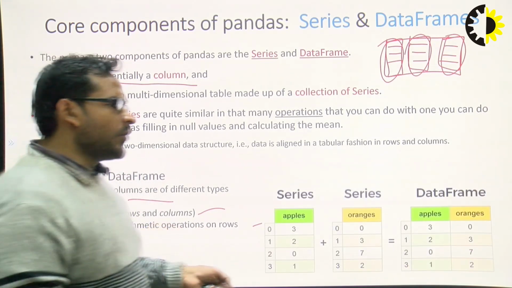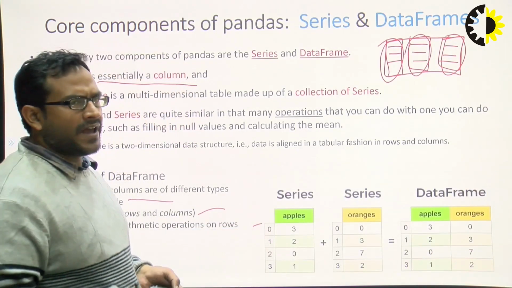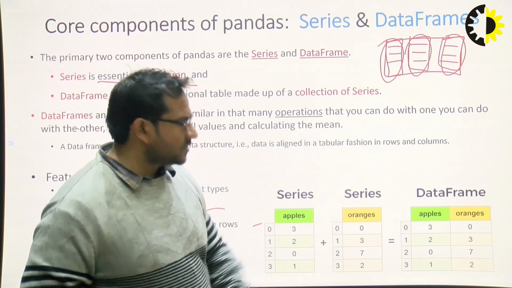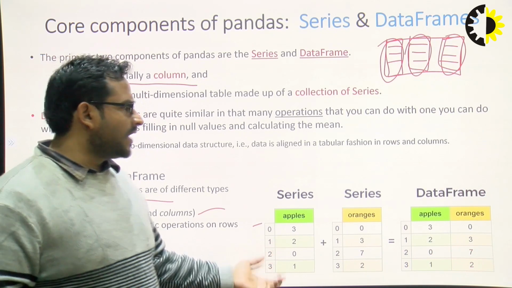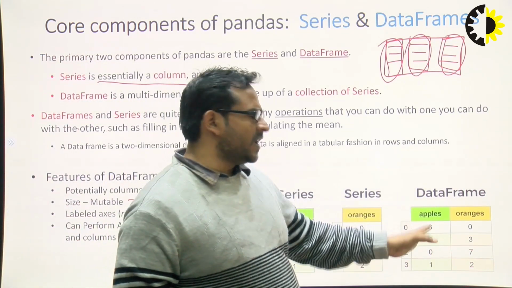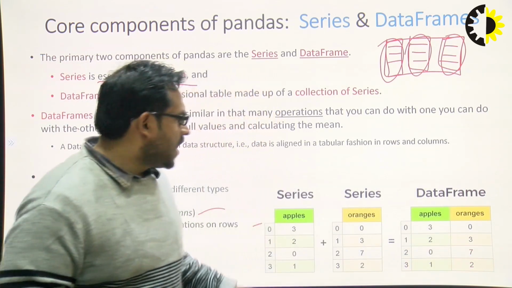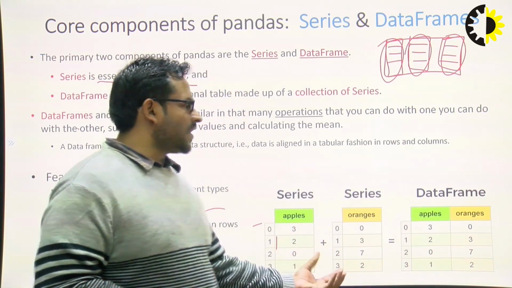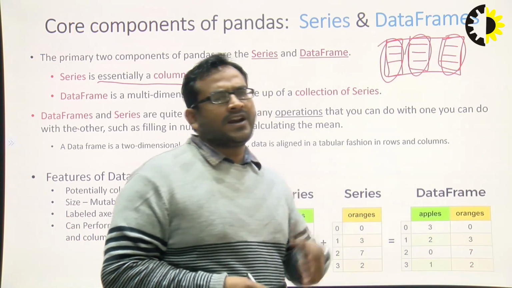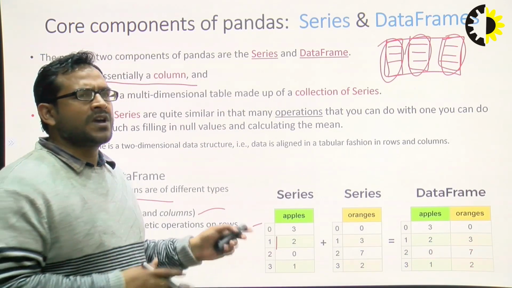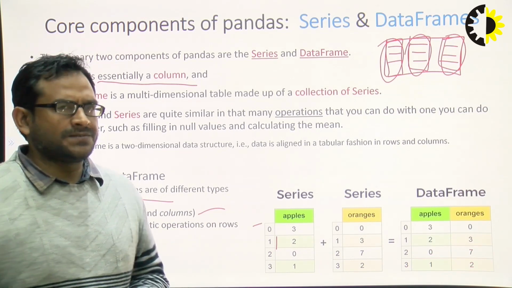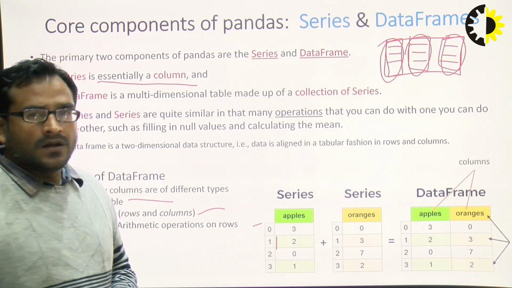One more example you can see through this diagram. This is the series apple, and this is another series, orange. If I combine them together, this becomes a data frame having two columns, apple and orange, and you can see the data is arranged in a tabular form. So two columns are concatenated together to create a data frame. This is the way a data frame is created using series, right?